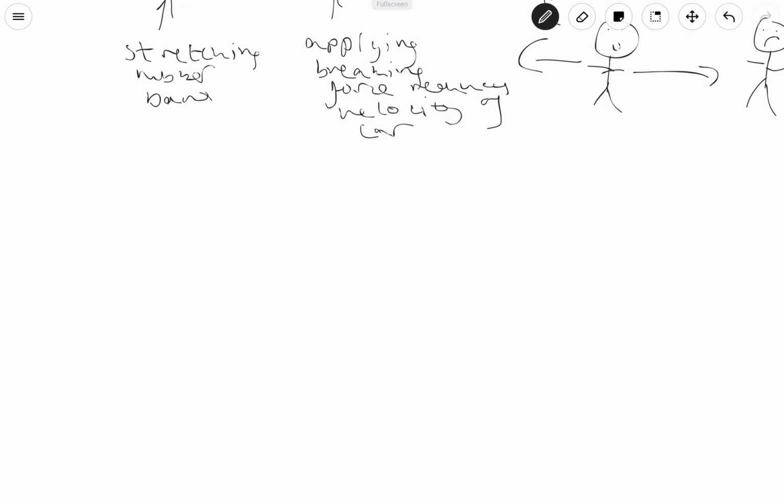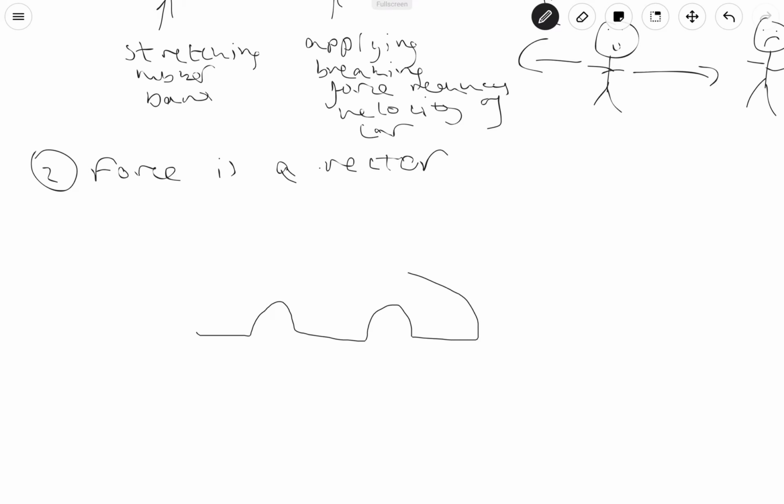And as we discussed earlier, force is a vector, which means that we can add and subtract forces to get a resultant force. Now, I'm going to try to draw a car.